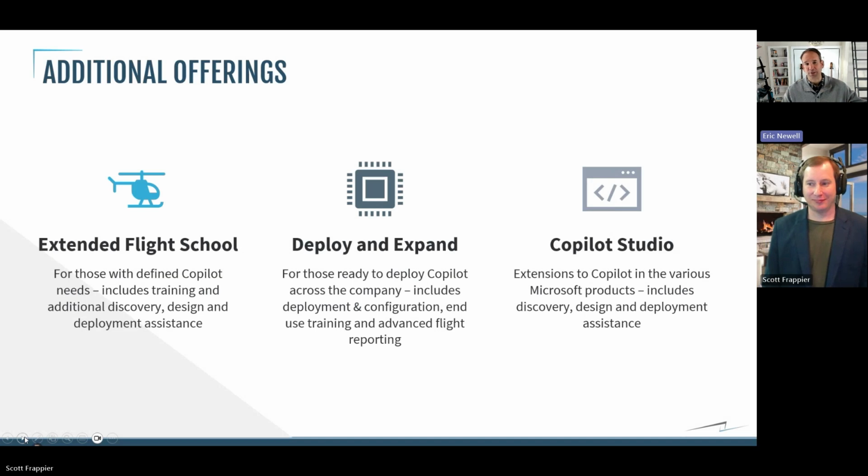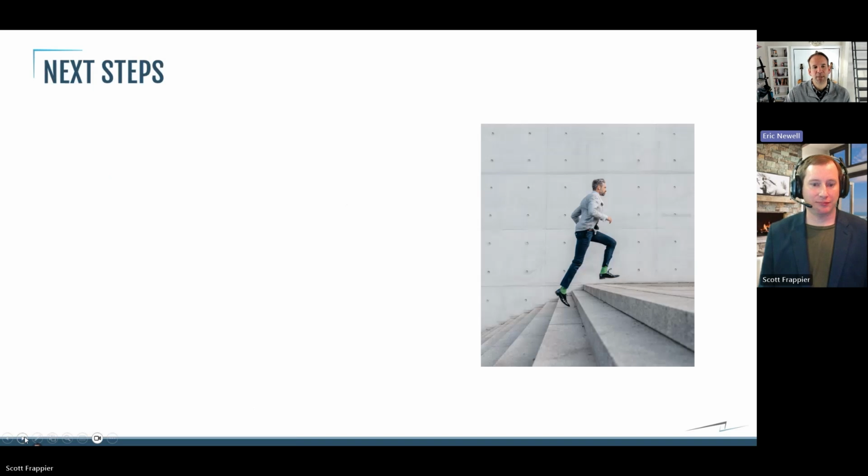And then beyond that, if you want to continue to do more, we have extended flight school, which will take you in a further direction, get more people on the platform, or take advantage of more capability. We can deploy and expand from there. And like I mentioned, check out Confab or some of the other Stoneridge Software websites to learn more about Copilot Studio, but that's a great option for bringing more automation capability to your environment once you've got Copilot stood up.